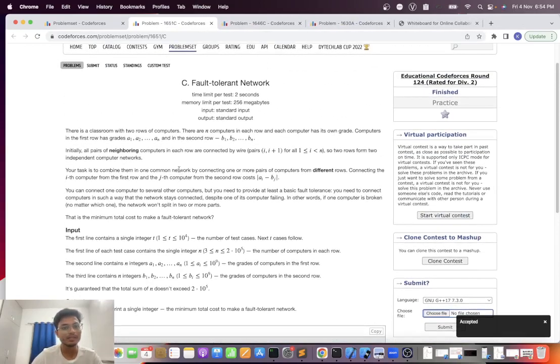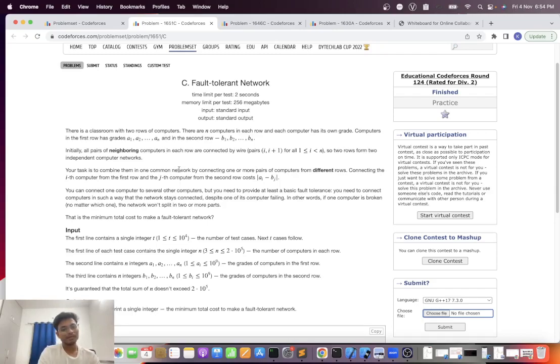Oh yeah, fine, perfectly fine. Okay, the second problem. There is a classroom with two rows of computers. There are n computers in each row and each computer has its own grade. The computers in the first row have grades A1 to AN and the second row B1 to BN. Initially, all pairs of neighbor computers in each row are connected by a wire, from I to I plus 1. So only two rows form two independent computer networks, A and B.